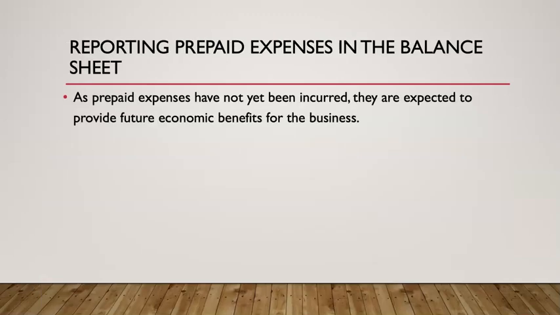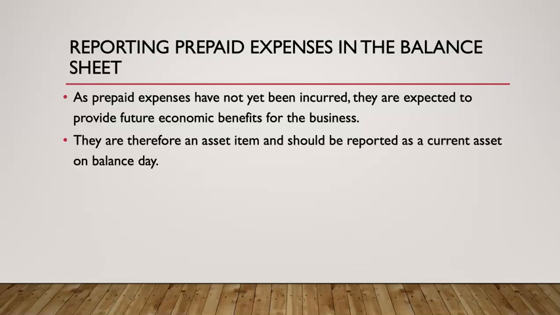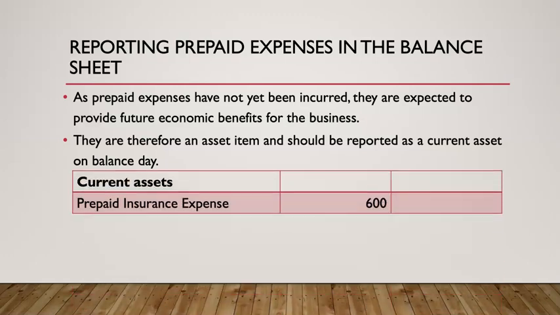How do we then report all of our remaining prepaid expenses in the balance sheet? As some of the prepaid expenses are not being used up, we do still need to report our asset, and this is reported in our current assets on the balance day, and ours would look simply like this. We have a current asset of prepaid insurance expense. So you might start to see more items in your balance sheet under current assets.